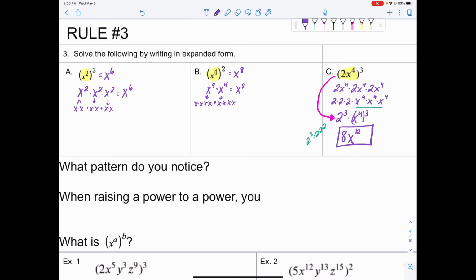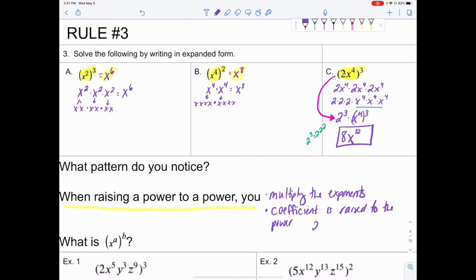So in class, we talked about the pattern that we saw between the problem we started with and the answer we ended up with. And we noticed that the exponents on those variables were being multiplied. So when we're raising a power to a power, we multiply the exponents. And then something important to remember, like on C, that coefficient, that 2, actually got raised to the 3rd power in this case. So the coefficient is raised to the power, like 2 cubed.